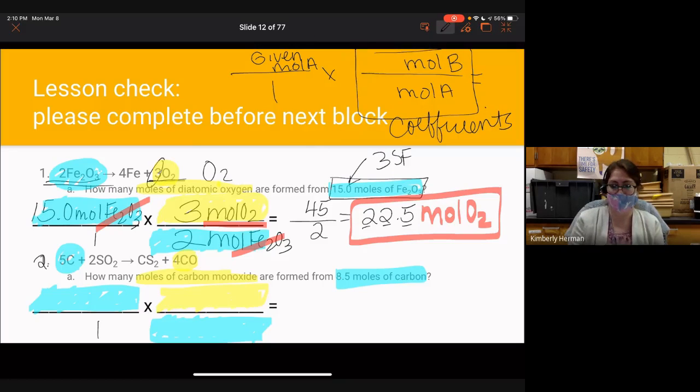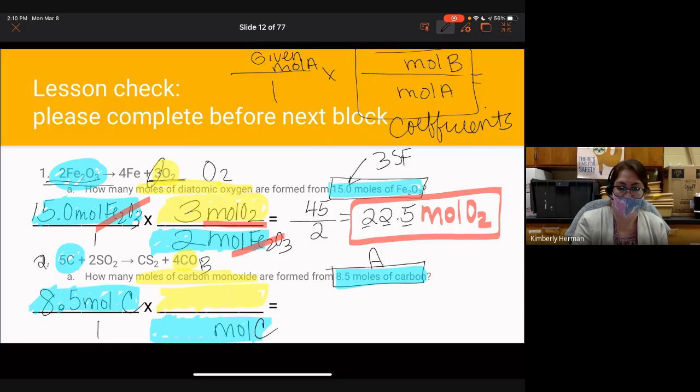It says how many moles of carbon monoxide, that's my B, are formed from 8.5 moles of carbon. That's my A and what I'm looking for. So I'm going to write 8.5 mol of C here. Then I need mole of C here to cancel out. I look for that number as my coefficient, so I'm going to see that that's 5. And then I see that I have 4 moles of CO right there. Notice that we're going to have our mole of C and our mole of C cancel out.